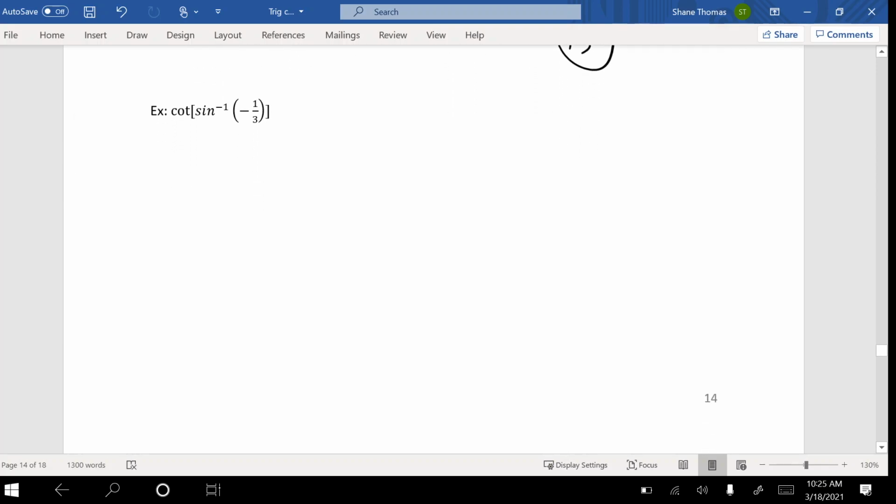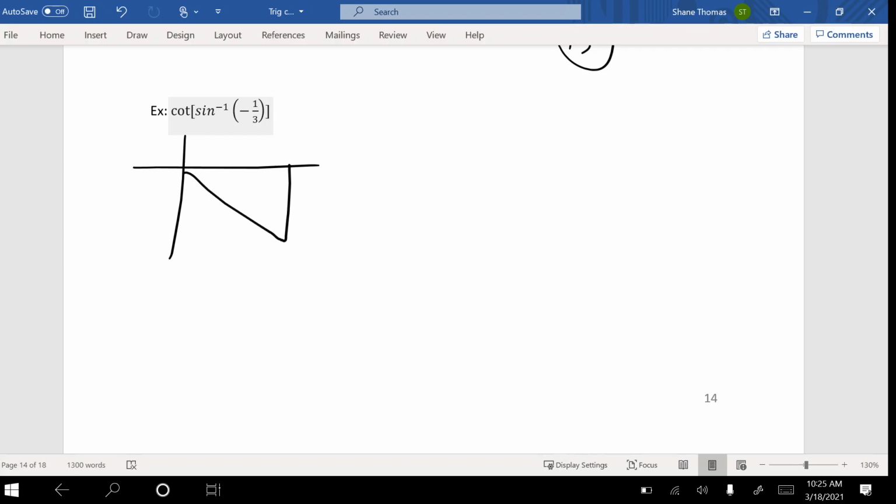So I want the cotangent of the inverse sine of negative 1/3. So basically, what is the cotangent when the sine is negative 1/3? Remember, sine exists from where? Negative pi over 2 to pi over 2, right? So we're looking at quadrant 1 and 4 again. I have sine as negative, so what quadrant does that have to be in? That has to be in the fourth. So my triangle is down here.